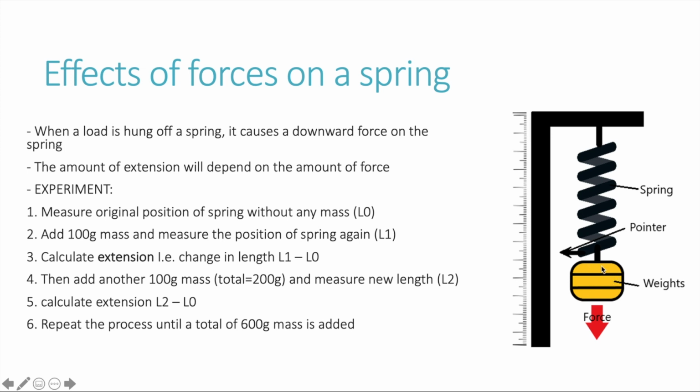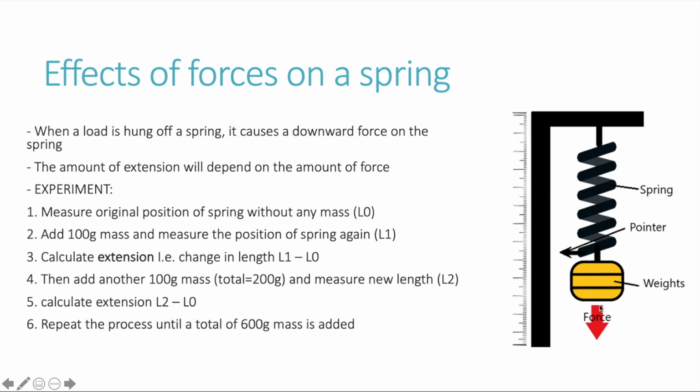Then what we want to do is continue on and add an extra 100 grams. And so now the total will be 200 grams, and now we want to measure the new length. And again, by adding an extra 100 grams, you'll find that the spring will extend again. So the length will now be even more than what it was after we added the first 100 grams. So now we've got this second new length. We're going to name it L2.